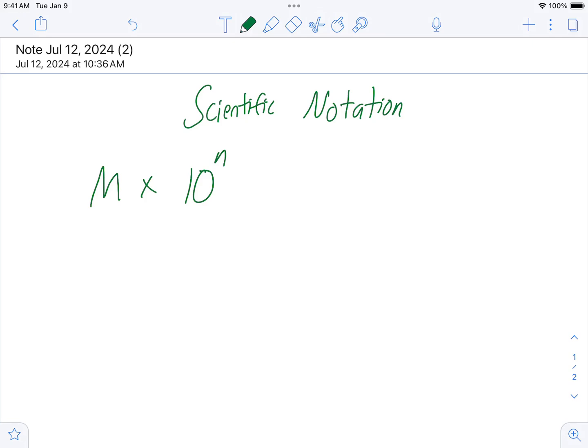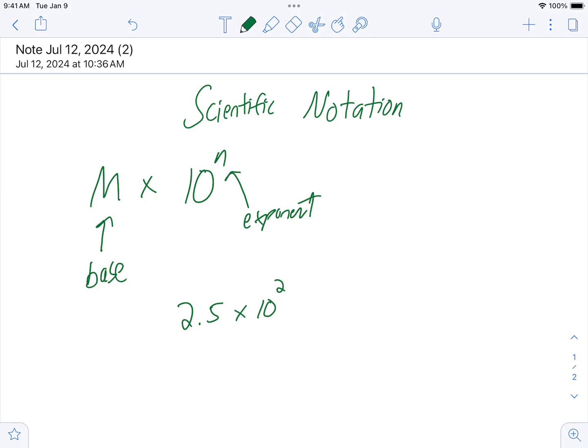So your m is called your base number, and then your n is your exponent. An example of scientific notation would be 2.5 times 10 to the second power.